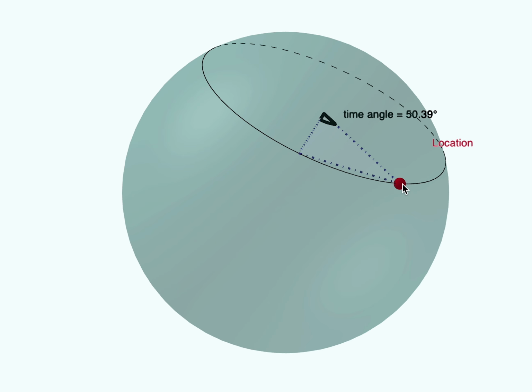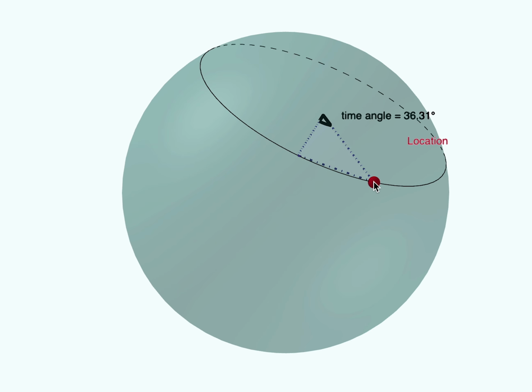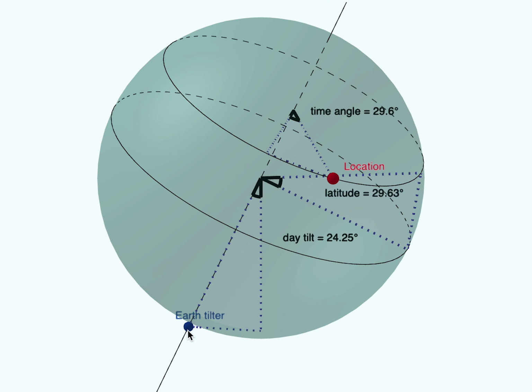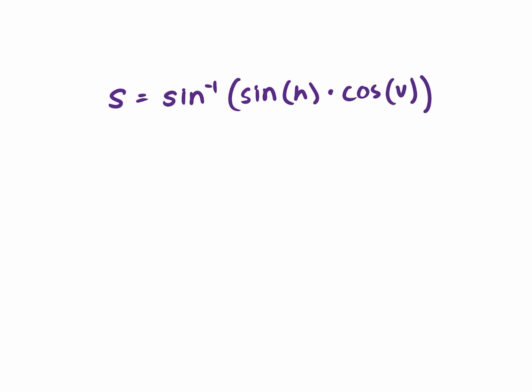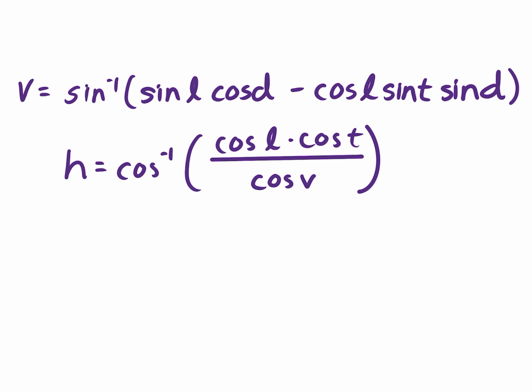So now we know how to express our location in terms of the time angle, the latitude, and the solar declination. So remember, we know that S is the inverse sine of sine H times cosine V. So originally I solved for H and V separately and then plugged them back in. But then eventually I realized there's kind of a shortcut.